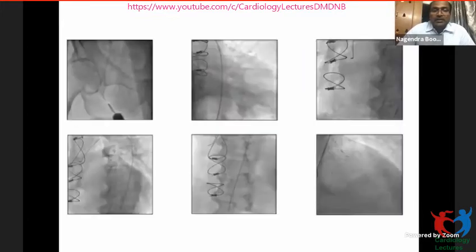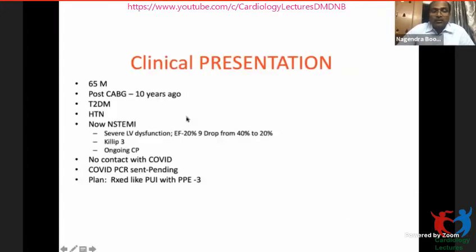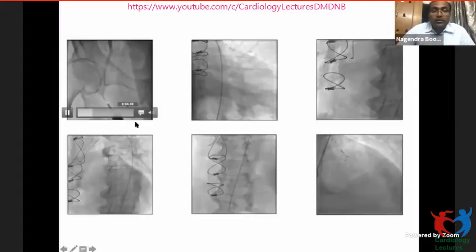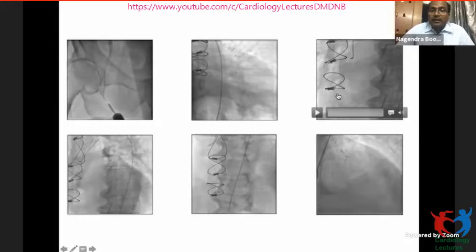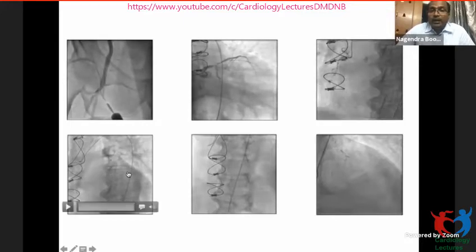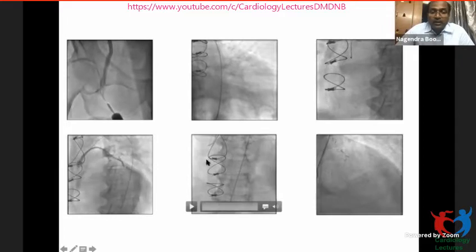So this is the second patient, non-STEMI, post-CABG. This is a post-CABG patient from 10 years ago, diabetic, hypertensive, non-STEMI, with severe LV dysfunction. It was done during COVID time. PCR was pending actually for this patient. So this is the right femoral artery. Look at this critical distal left main disease. CTO of RCA. This is the culprit lesion of the graft filling the OM.